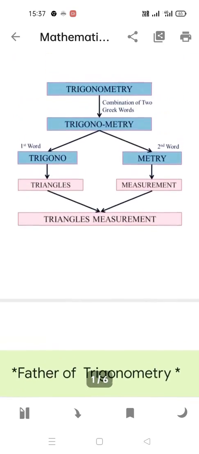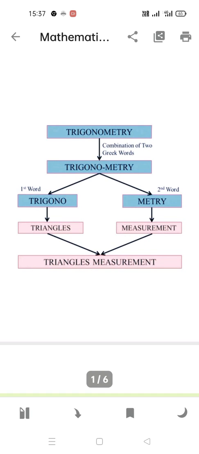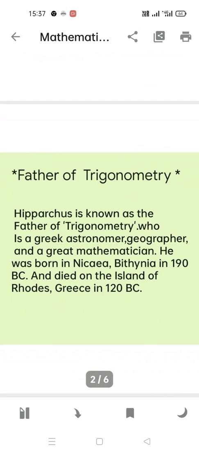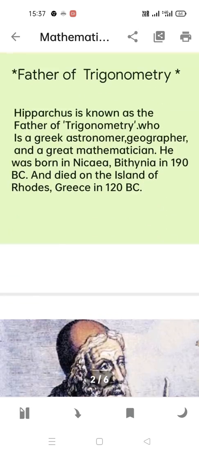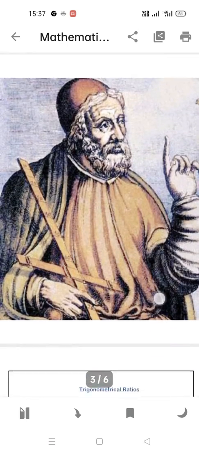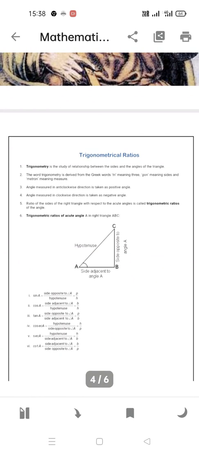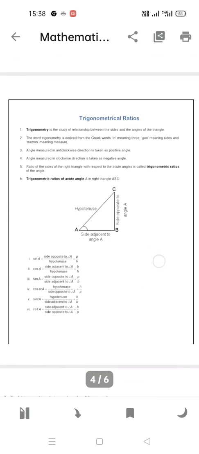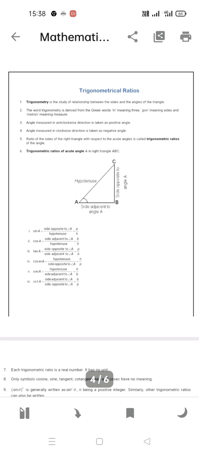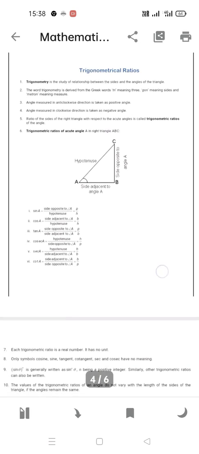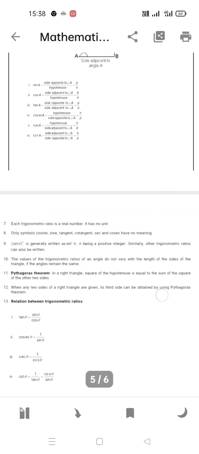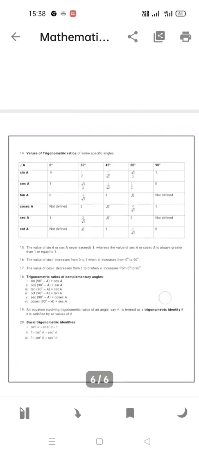The meaning of trigonometry is the measurement of triangles. Hipparchus is known as the father of trigonometry. He is that great fellow. Trigonometry is the study of the relationship between the angles and the sides of a triangle. And these are the 6 trigonometrical ratios: sine, cos, tan, cosec, sec, cot, and all these things I discussed with you.